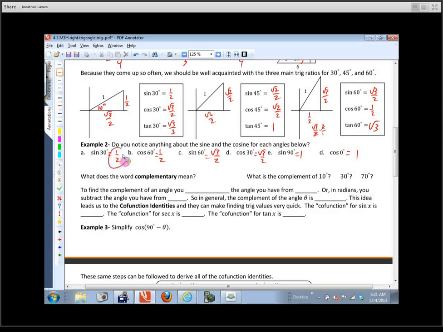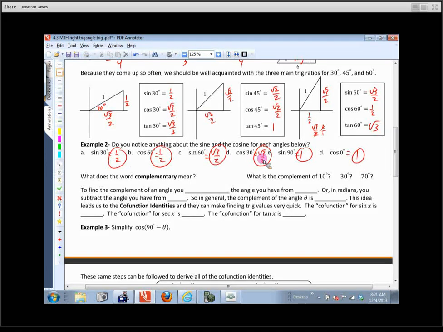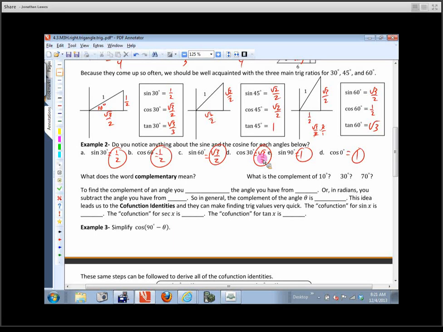Okay. Now, clearly, these two are the same. These two are the same, and these two are the same. But what do the angles have to do with each other? Well, it's this word right here. What does complementary mean? If we say complementary angles, what do those angles do? They equal 90 if we add them together. So it means they add to be 90 degrees, if we were in degrees, or pi halves if we were in radians.